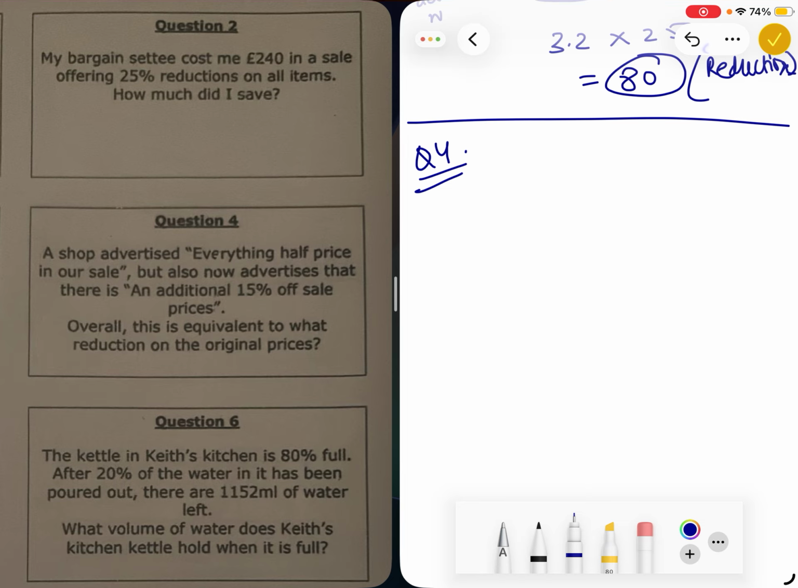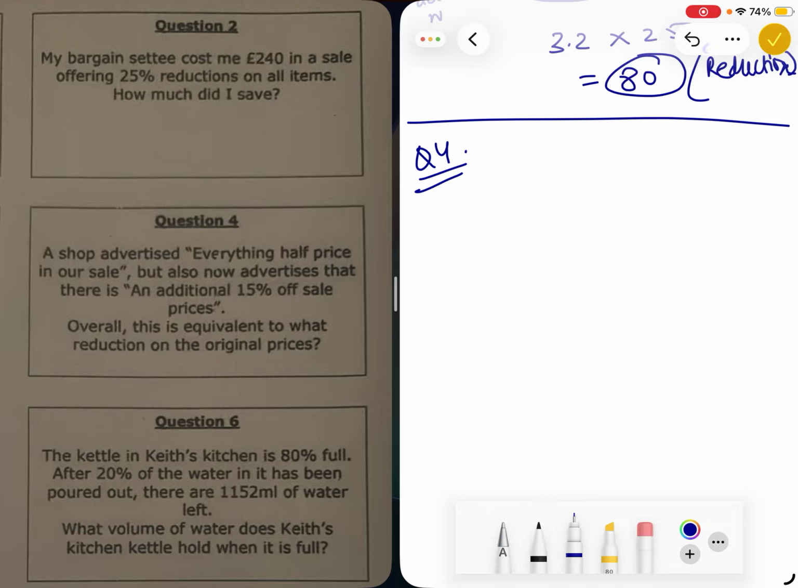Question number 4 says that a shop advertised everything half price in our sale. Okay, but also now it advertises that there are an additional 15% off prices. Overall, this is equivalent to what reduction on the original price? I'll make you understand this.